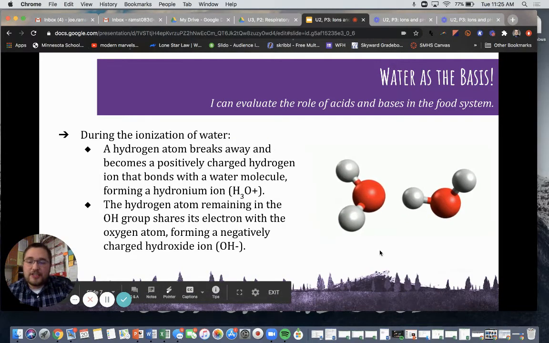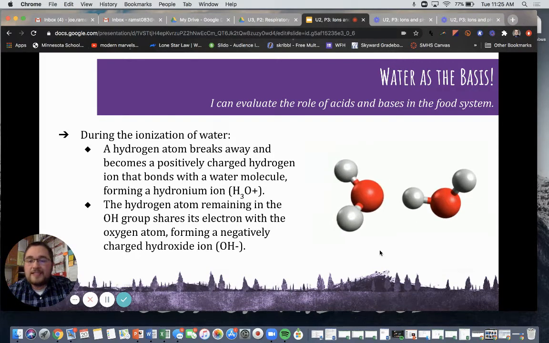During the ionization of water, a hydrogen atom breaks away and becomes a positively charged hydrogen ion that bonds with a water molecule, forming a hydronium ion. So I'm going to pause there. Take a look at the GIF to the right.